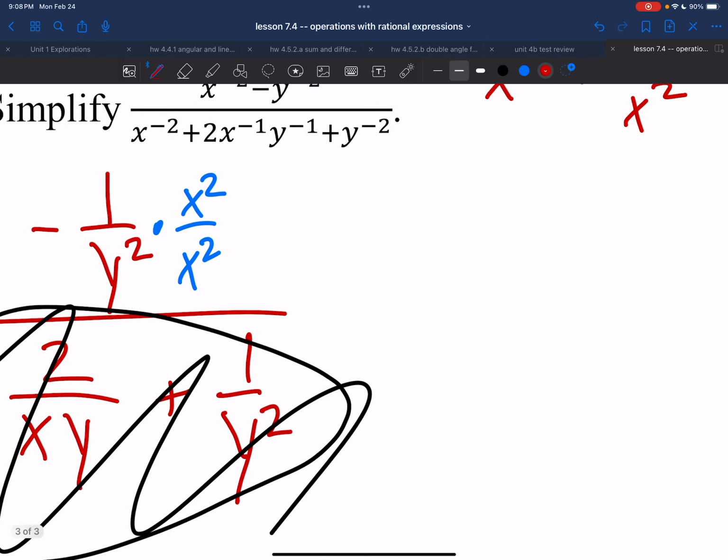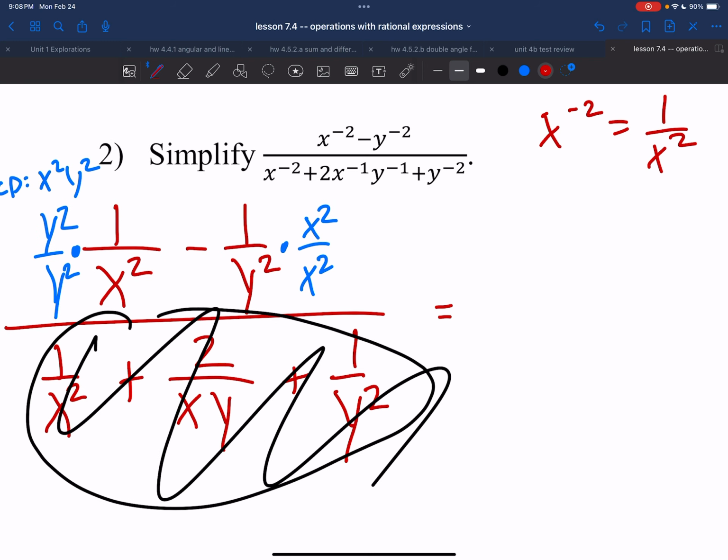So in the top, you get 1 times y squared. Well, that's just y squared. And then the denominator is x squared y squared. I see that, right? This and this is shared. So there's 1 times y squared here, minus, from that sign right there, minus 1 times x squared. There's the x squared.